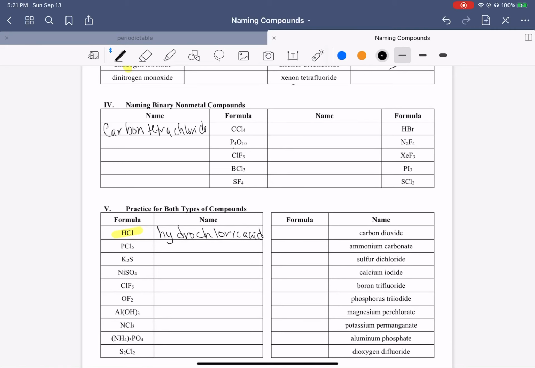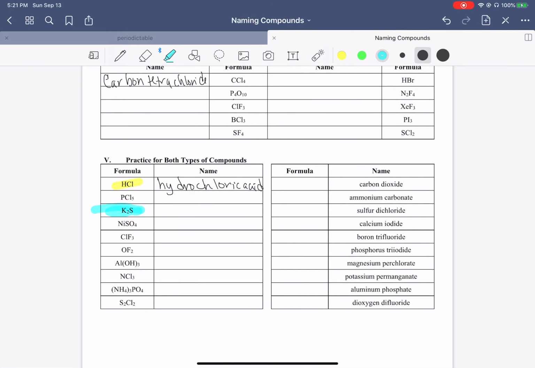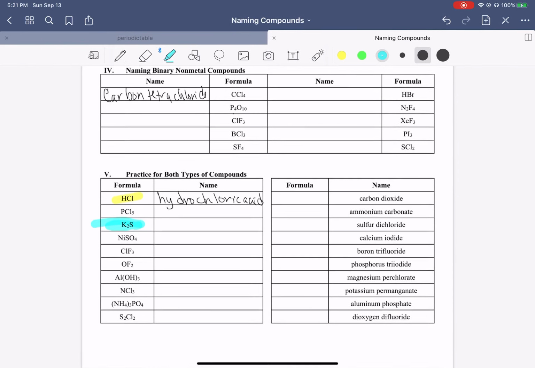Remember that we do not use the prefixes for ionic compounds. Okay, so if there's a metal, it's just going to be the name of the metal and sulfide. Okay, or in this case, nickel sulfate and so on. Okay, and that is kind of how to name that.